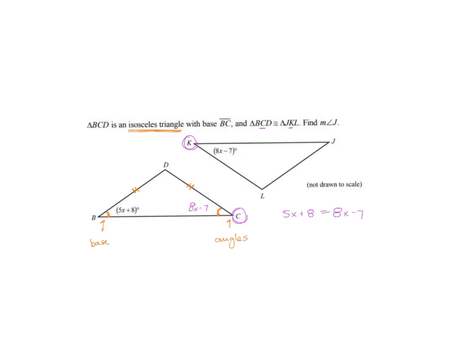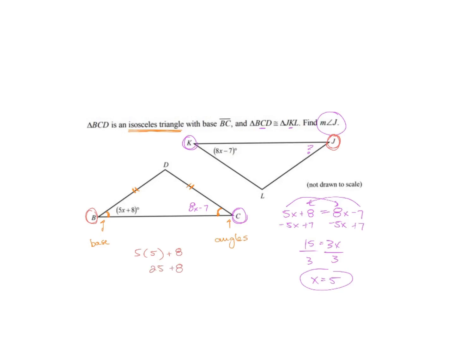Again, this is what you start to realize: a lot of this is just finding what's equal and then working toward your x. Again, I move letters to one side to keep x positive. 15 is equal to 3x. Divide by 3. x is equal to 5. They want J. Oh, I don't have J. Well, J is the same as B, but also J is the same as K. K, J, C, B, they're all the same. But let's plug in for B because we know B and J are the same. 5 times 5 plus 8, that's 25 plus 8, which is equal to 33 degrees.